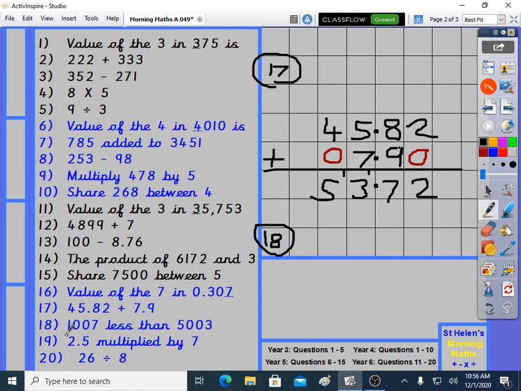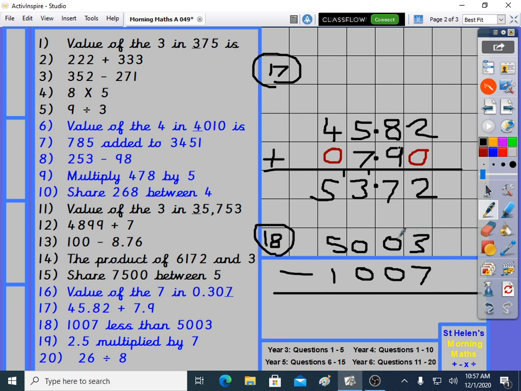Question 18. In subtractions, you need the biggest number. Column subtractions, you need the biggest number at the top. So 5,003 is the biggest number. We are doing 1,007 less than 5,003. I don't need to explain to year 6 level children how to do all the borrowing or the taking. We get 3,996. That does make sense, yeah.